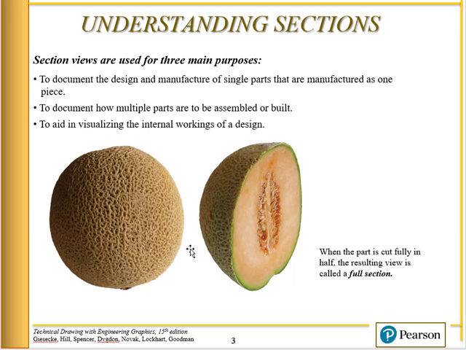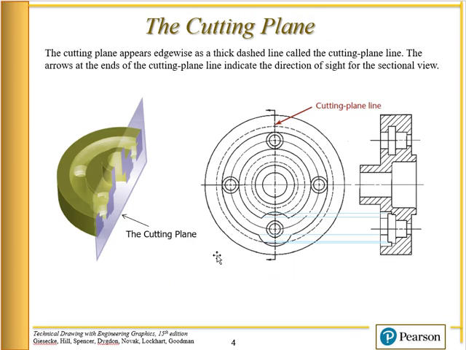So to make a section view, first of all, we have to have a cutting plane. That's shown right here. So we'll have an object view here, and then we'll draw a cutting plane, and then here is our section view. And then the section view is actually a projection of the part onto the cutting plane.